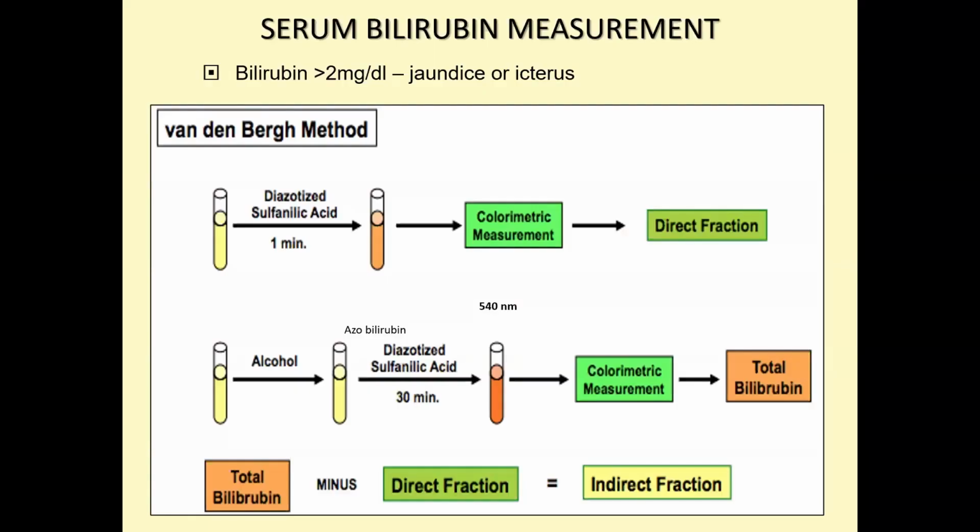So this we all know, bilirubin measurement. Whenever bilirubin is more than 2 milligrams per dL, you call it jaundice or icterus. Van den Bergh's reaction: you have a direct fraction when you add sulfanilic acid.